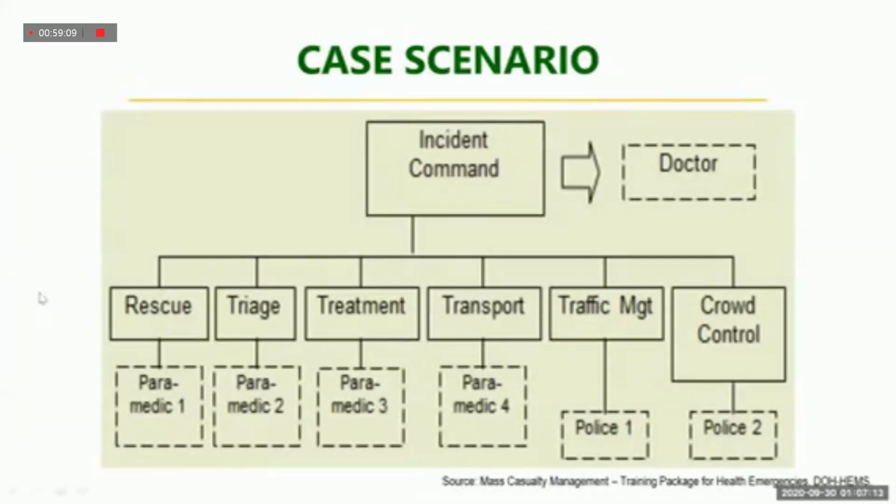So you can do it like this, no? You can still assume as the incident commander. Distribute now your paramedics into rescue, triage, treatment, and transport, and delegate your crowd control and traffic management to the police officers who came to the site.